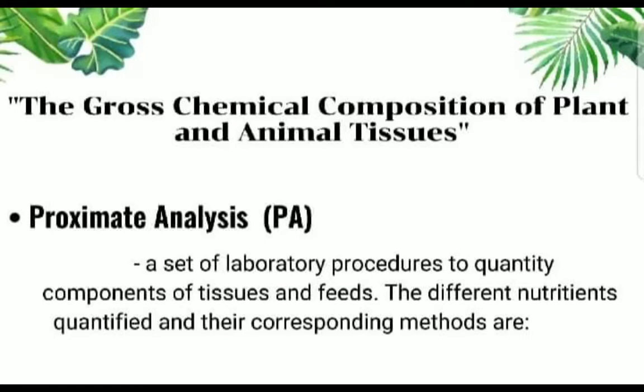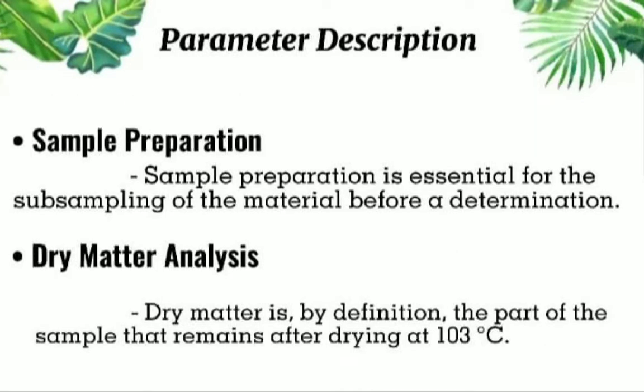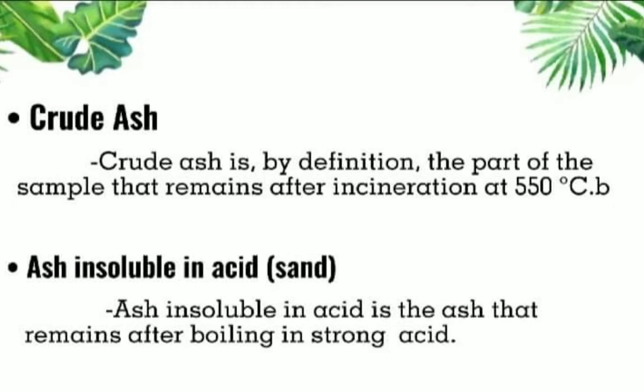Proximate analysis. Proximate analysis is a set of laboratory procedures to quantify components of tissues and feeds. The different nutrients quantified and their corresponding methods are parameter, description, and sample preparation. Sample preparation is essential for the subsampling of the material before a determination. Dry matter analysis. Dry matter, by definition, is the part of the sample that remains after drying at 103 degrees Celsius. Crude ash, by definition, is the part of the sample that remains after incineration at 550 degrees Celsius. Ash insoluble in acid is the ash that remains after boiling in a strong acid. Crude protein.